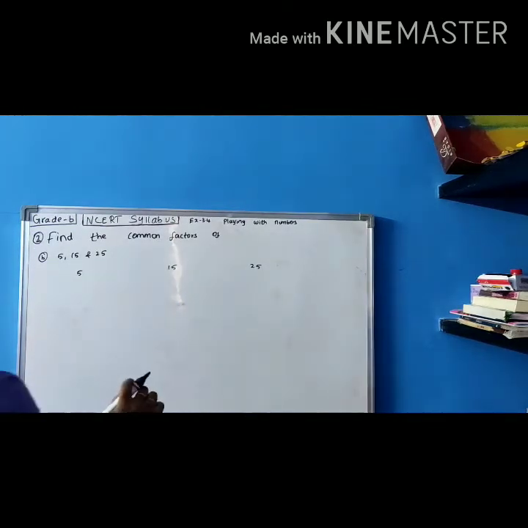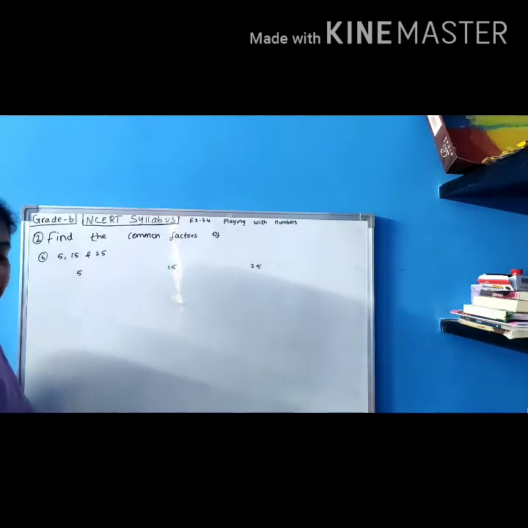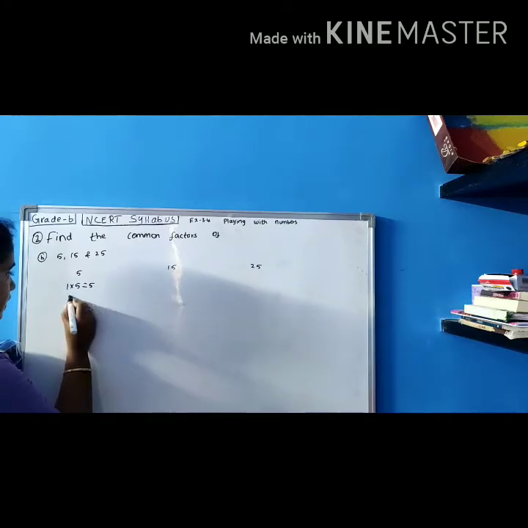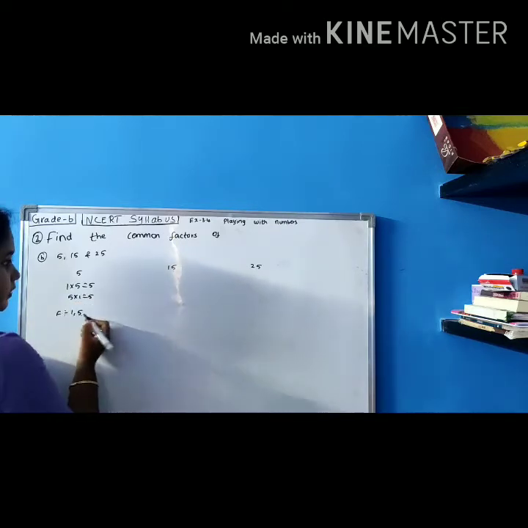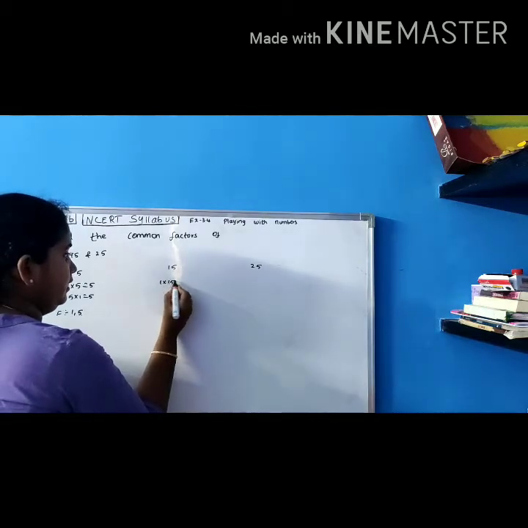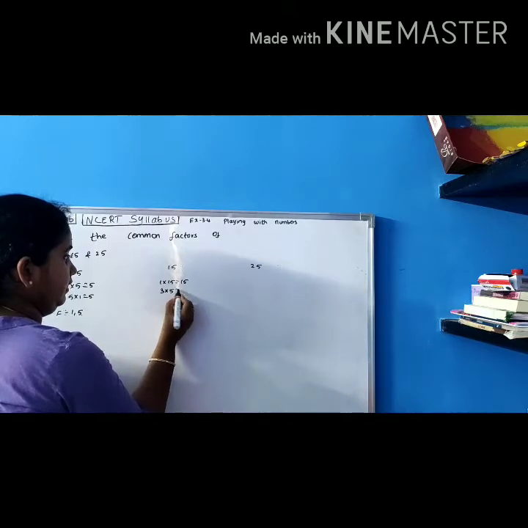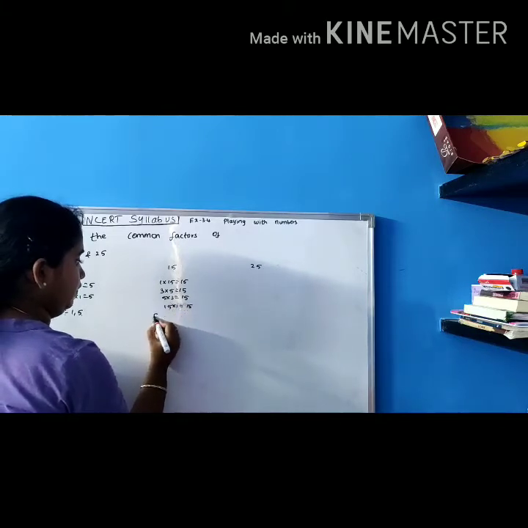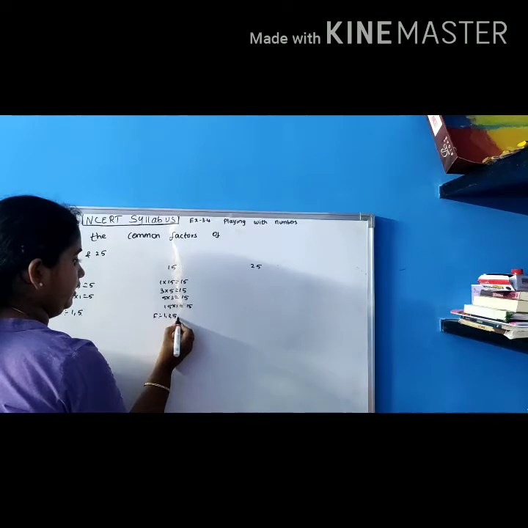Next sum: 5, 15 and 25, you have to find the common factors. So 1 into 5 is 5, 5 into 1 is 5. That's all. Factors for 5 are 1, 5. Okay. 15. 1 into 15 is 15, 3 5s are 15, 5 3s are 15, 15 into 1 is 15. So factors are 1, 3, 5, 15.